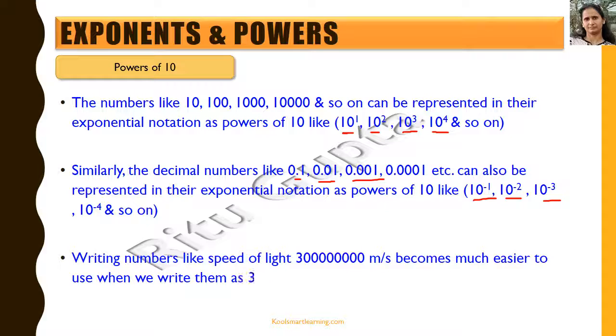Writing numbers like the speed of light, which is given by this value, becomes much easier when we write them as 3 into 10 raised to power 8 meter per second, and that is where powers of 10 are used widely throughout, not just in science, not just in maths, in general in daily life we use this very commonly.